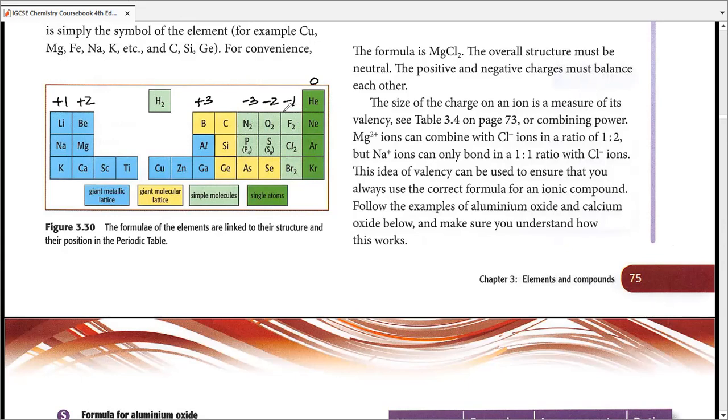Yes, sir. So that's the numbers. You can remember the numbers, and when you get the periodic table, you'd know what kind of ion they're going to form. So let's go with the practice.